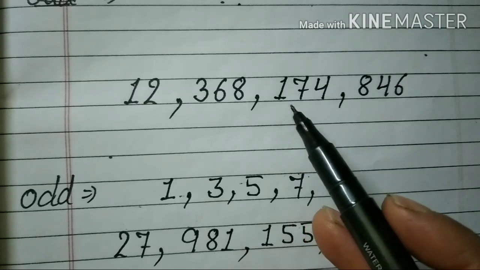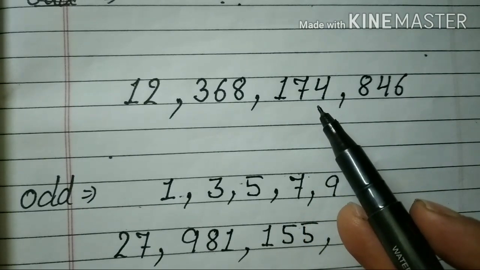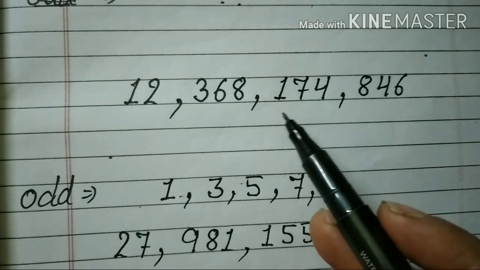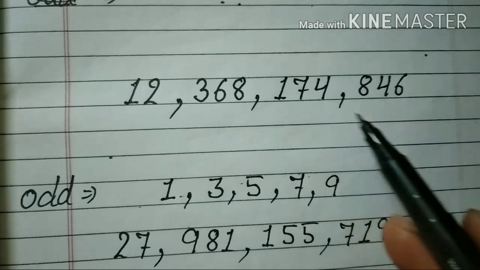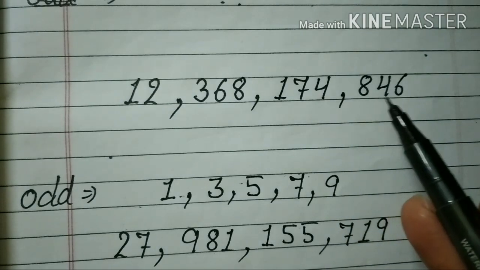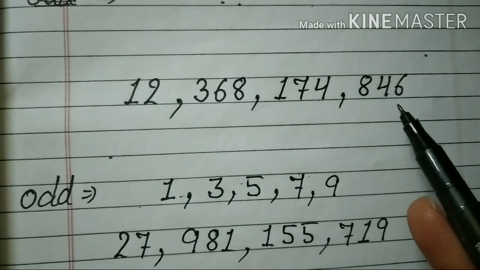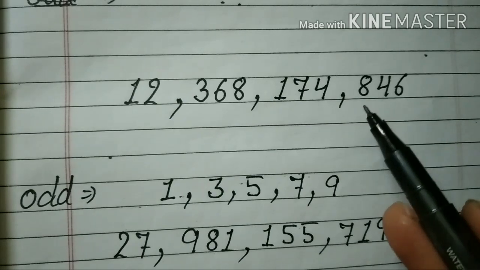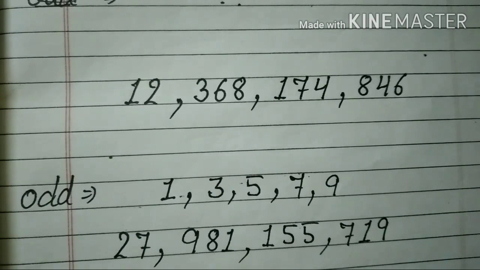Now next 174, when we divide 4 by 2, then we will get remainder 0. So 174 is also an even number. Now next 846, when we divide 6 by 2, we will get remainder 0. So 846 is also an even number.